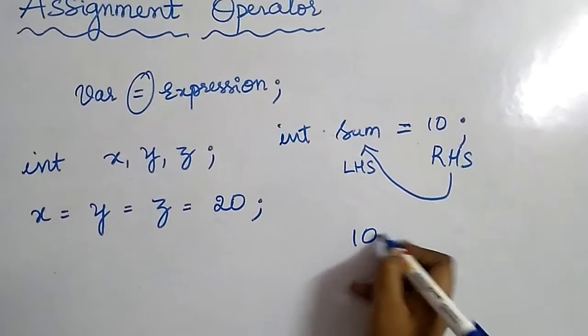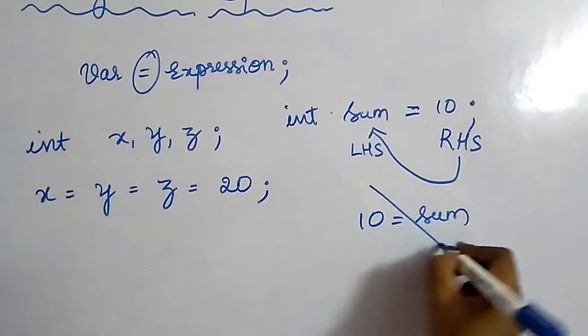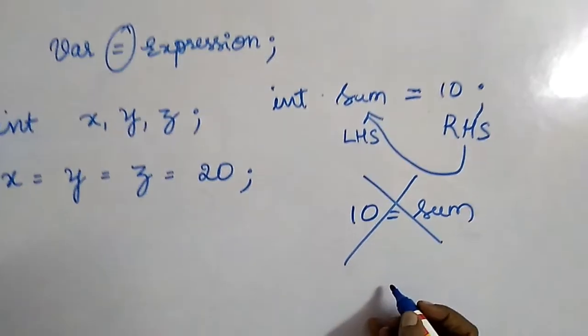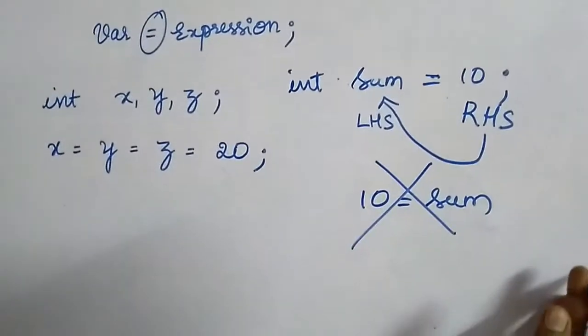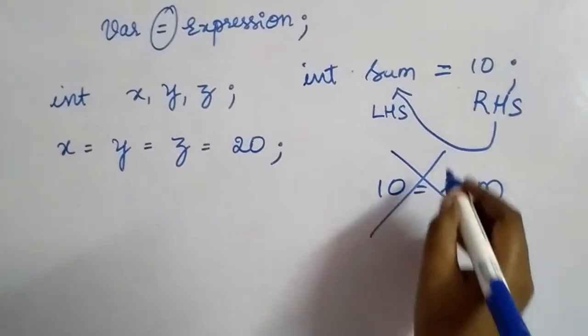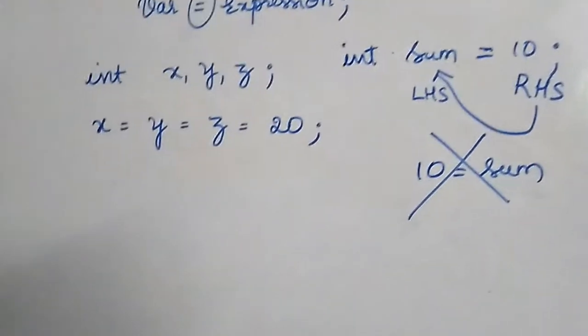You should not say 10 is equal to sum. This is wrong. You cannot do that. Always the constant or the literal should be on the right side of the assignment operator. So this is wrong in programming.